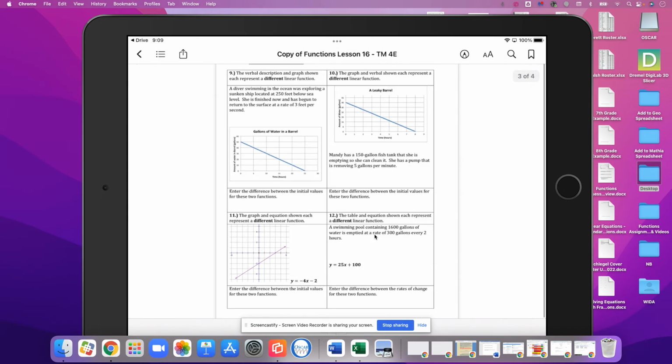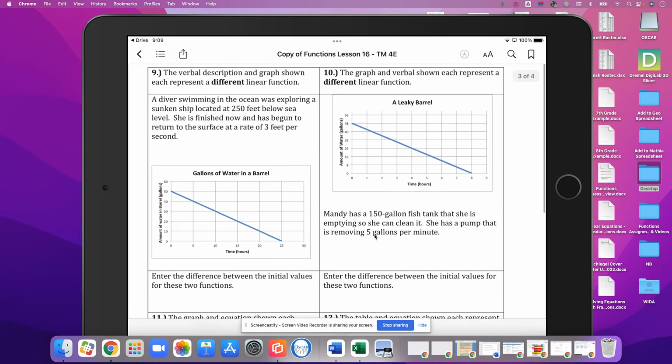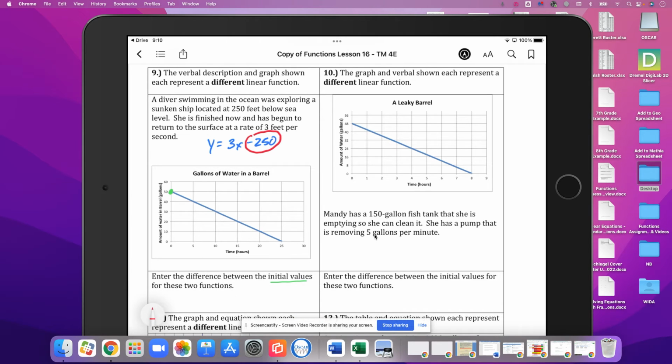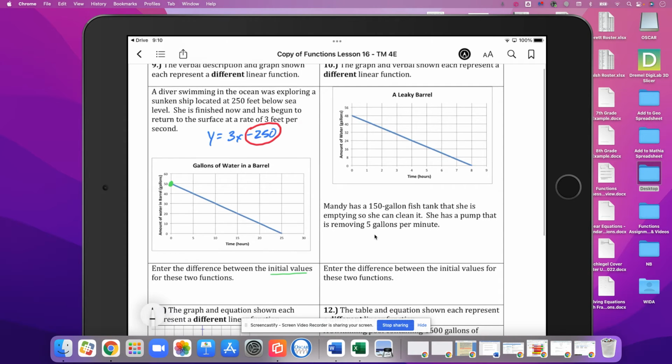Okay, number 9. We've got to be looking for the difference in the initial values. So the initial value of the graph right there is 50. And if we look at the diver, he is back again. We're used to this one by now. This one was also in number 1, so the equation should be pretty familiar to us. The equation would be 3x minus 250. And so our initial value for that one is going to be -250. So we need to look for the difference between -250 and 50.